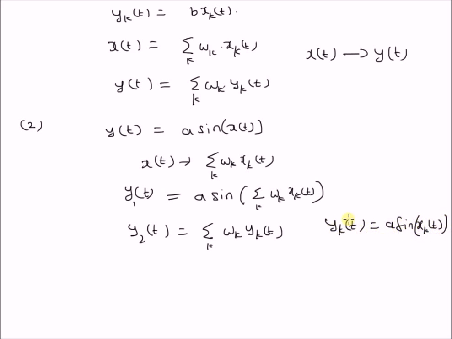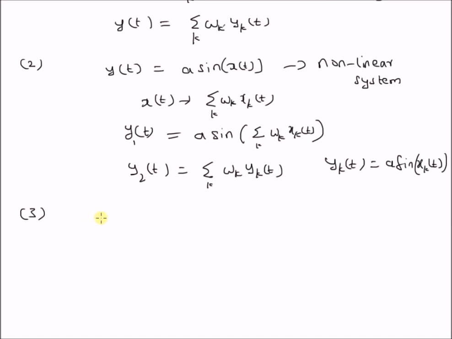So for this input, this is the corresponding output, and this output y2 of t is a linear combination of all the individual outputs. But this one is not equal to a times sine of the linear combination of the inputs. That is, this system is a non-linear system. Because the input is a linear combination of several inputs, but the output is not the same linear combination, the system is a non-linear system.